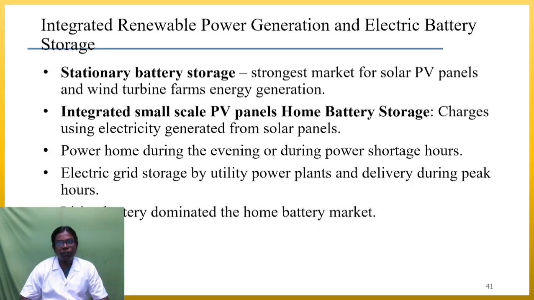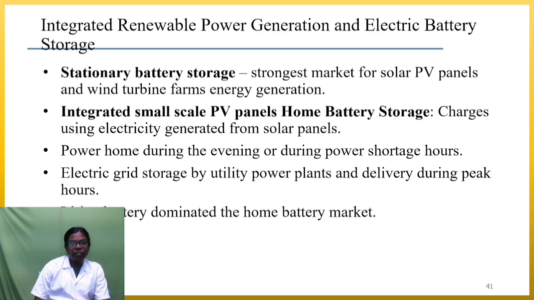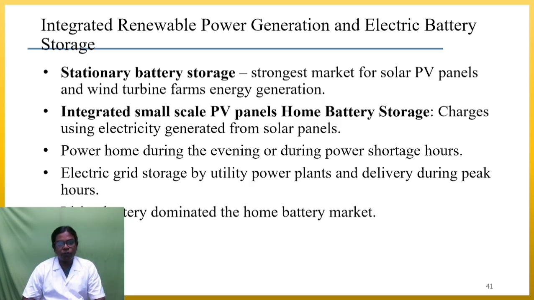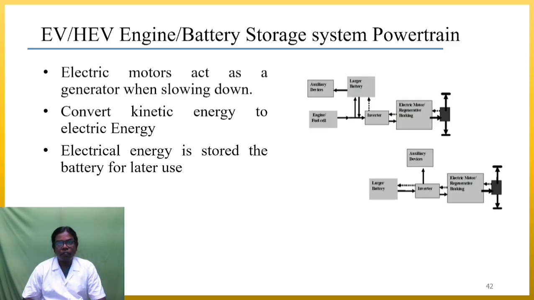So, integration of renewable power generation and electric battery storage. Stationary battery storage is the strongest market for solar PV panels and wind turbines for energy generation. Integrated small-scale PV panel home battery systems power the home during the evening and during power shortage hours. Electric grid storage by utility power plants delivers power during the peak hour. Lithium-ion batteries dominate the home battery market.